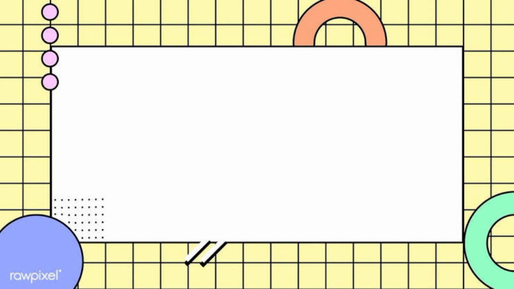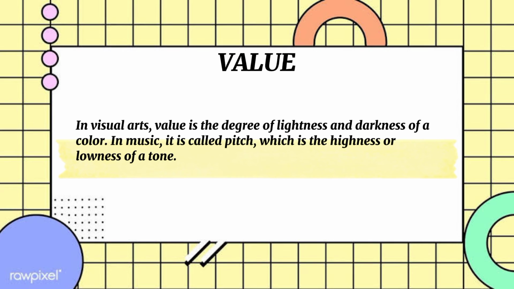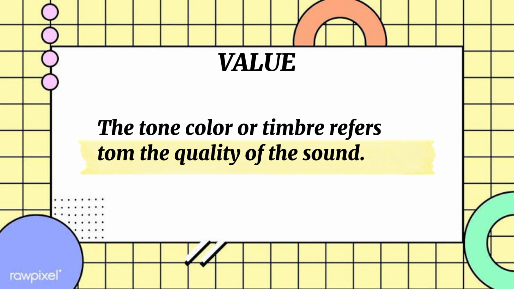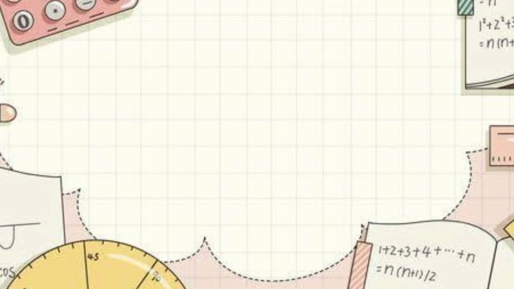The fifth one is value. In visual arts, value is the degree of lightness and darkness of a color. In music, it is called pitch, which is the highness or lowness of the tone. The tone color or timbre refers to the quality of the sound. And lastly, the texture.